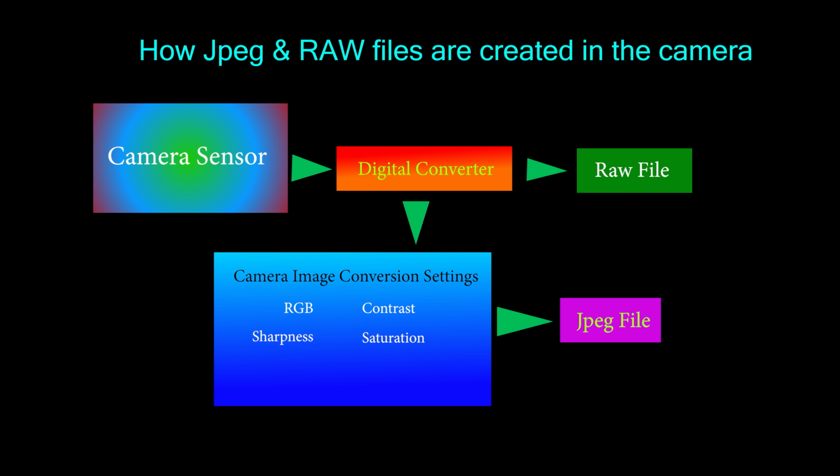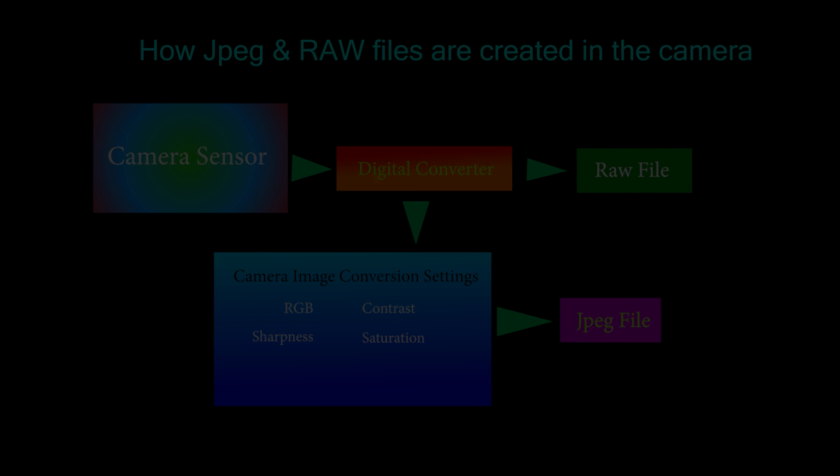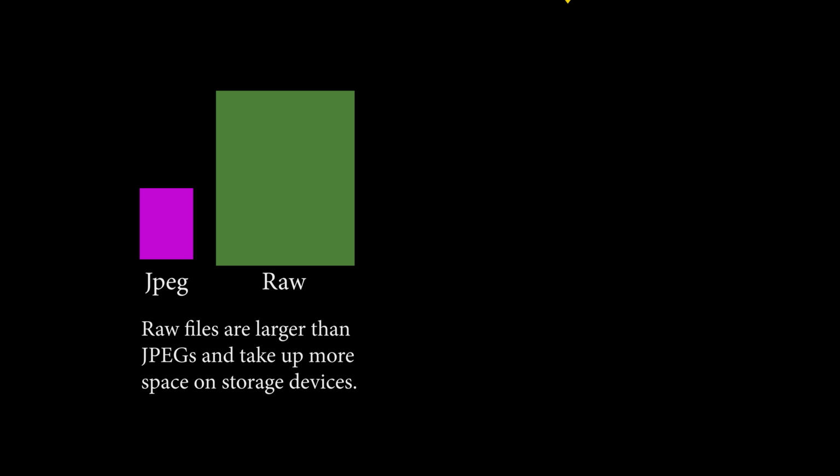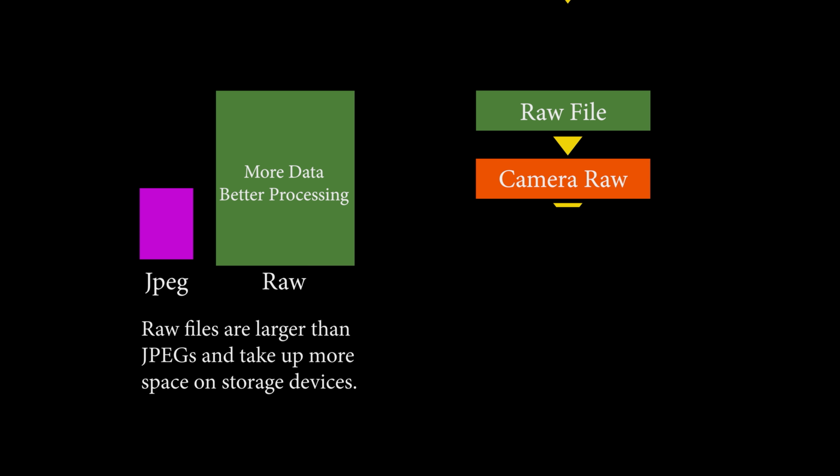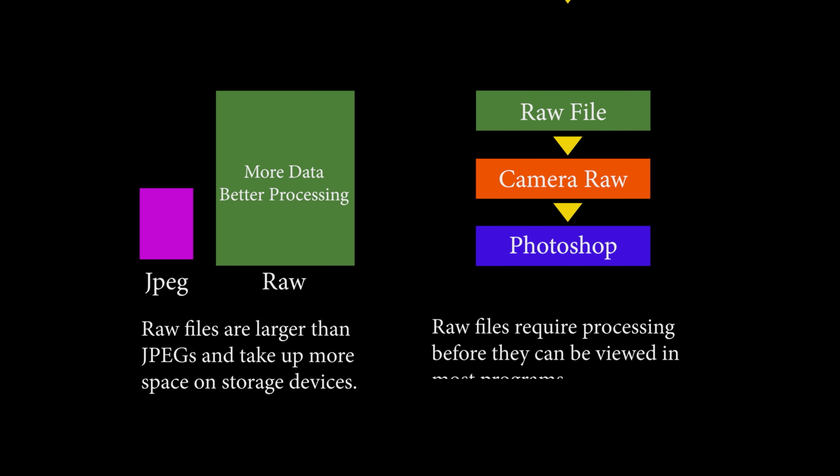JPEG files are created from the sensor data after it is processed and after all the extra information is deleted from it and compressed. Therefore, a JPEG file may be about 10% of the size of the actual RAW file. However, a RAW file is better because it contains more information and therefore you can leverage that information to process your picture better. Generally, a RAW file is opened up in Camera RAW. After being processed in Camera RAW, it is then sent to Photoshop for further processing.